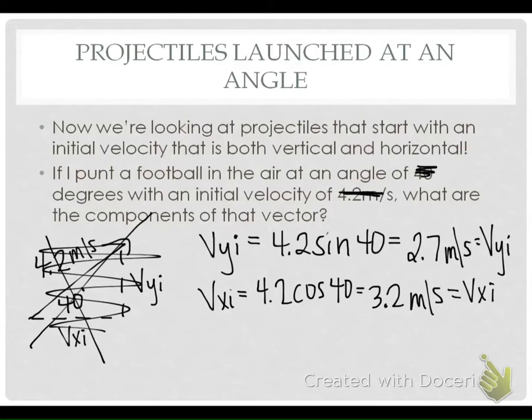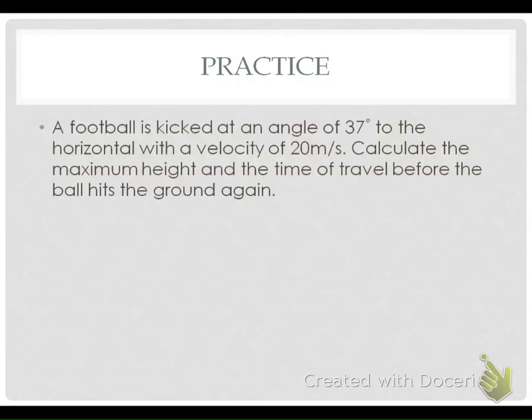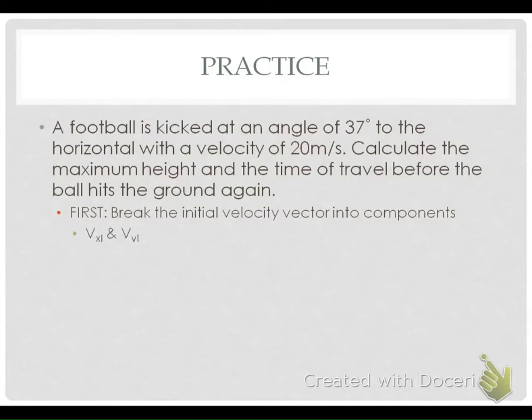Okay, let's try some. A football is kicked at an angle of 37 degrees to the horizontal with a velocity of 20 meters per second. Calculate the maximum height and the time of travel before the ball hits the ground again. So we're going to find maximum height, and we're going to find the time.